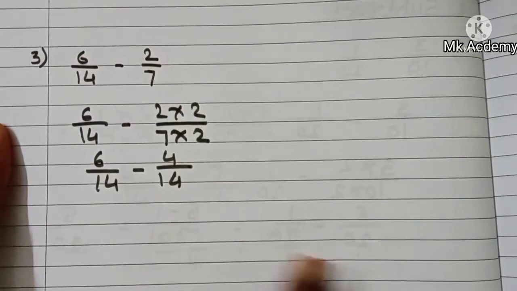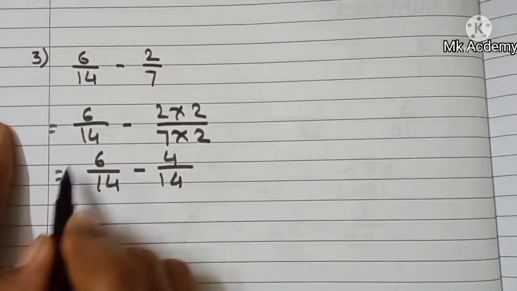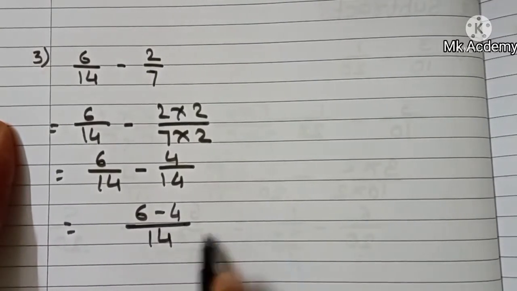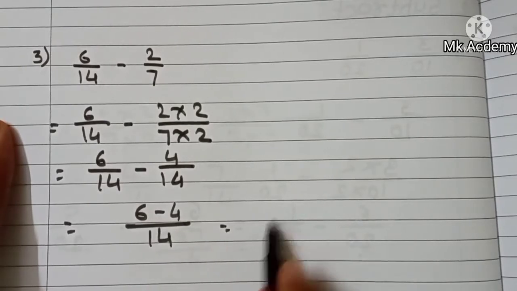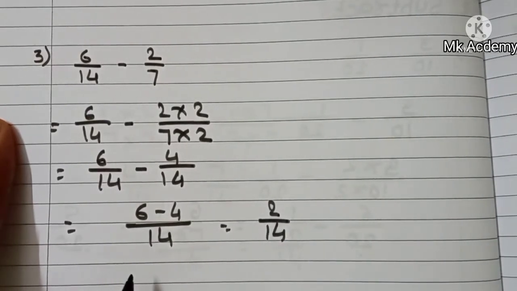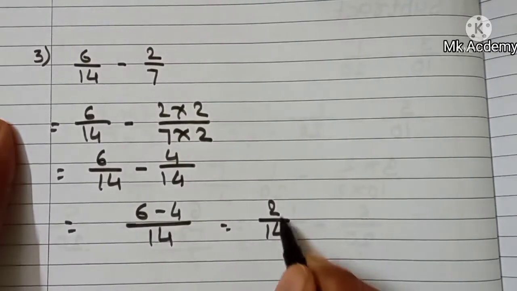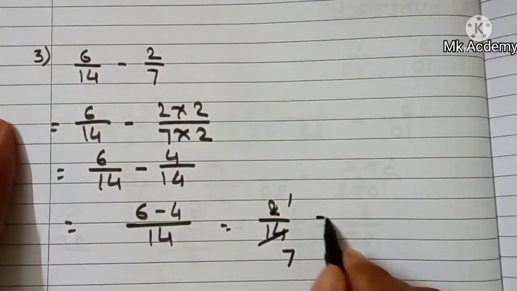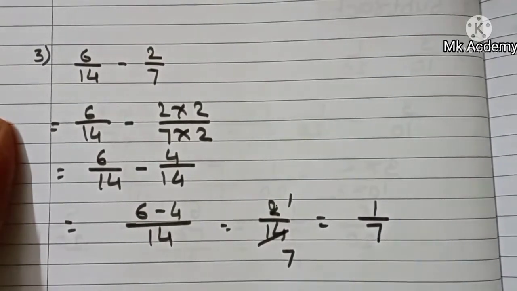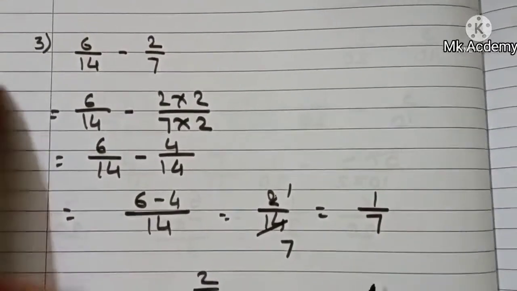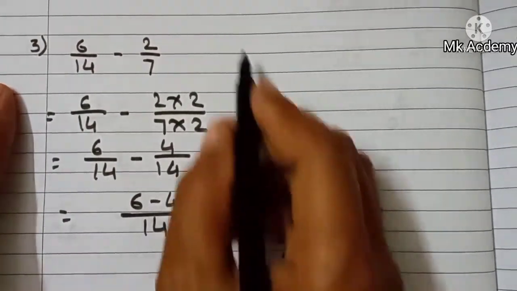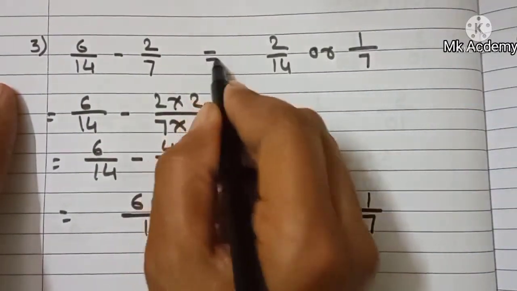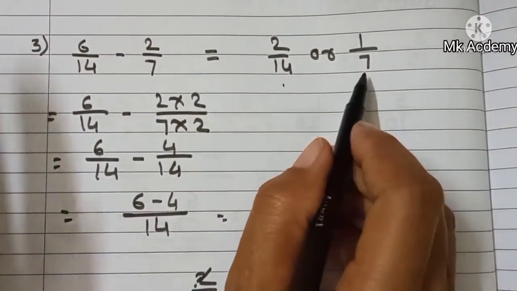Now see, denominators are the same, which means we converted the fractions into like fractions. Now do subtraction. 6 minus 4 upon 14. 6 minus 4 is equal to 2 upon 14. We can do it this way, or we can divide. 2 ones are 2, 2 sevens are 14, so the answer is 1 by 7. See, the answer is 2 by 14 or 1 by 7. Both answers are right.